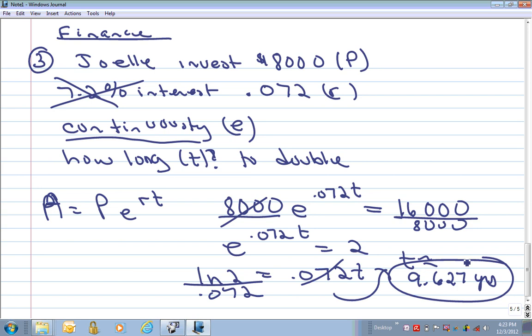All right. Pay attention to these. Make sure you understand them fully. Make sure you understand how to find the time. If you didn't find the time and you were given the time but wanted to find the rate, it'd be a similar situation. We'll practice some of these in class tomorrow.